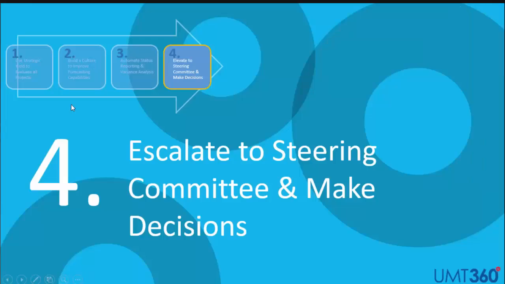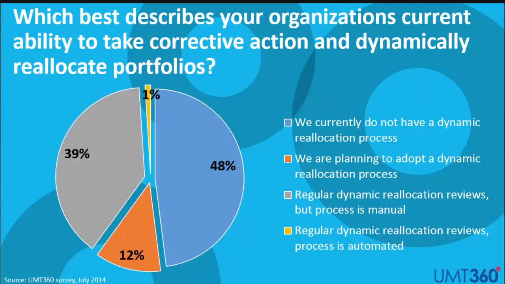So last but not least, we want to empower our steering committee to then make decisions. We want to automate the collection of this information, present it in a manner where we can quickly make decisions to optimize spend and maximize value. Again, we ran another poll here asking the respondents to best describe what their current capability is around taking corrective action and dynamically reallocating funds across the portfolio. And you can see the answers here.